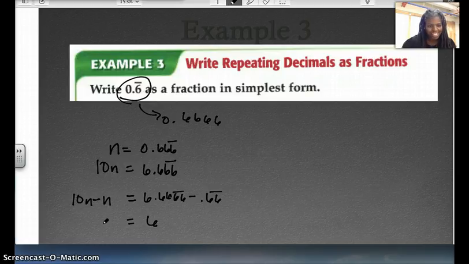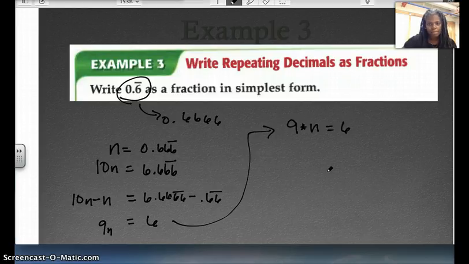10n minus n is just 9n. Not 10, but 9n, because if I've got 10 n's and I take one n away, I'm left with 9 n's. All right, so now where do we go from here? Well, if 9 times a number is equal to 6, to get this number, I'm going to have to divide by 9. If 9 times something is equal to 6, then if I divide both sides by 9, remember what I do to one side, I've got to do to the other, I'm left with n. So n is equal to 6 over 9. You know how we do. We like to reduce fractions. 3 goes into both of these, so I'm left with 2/3.